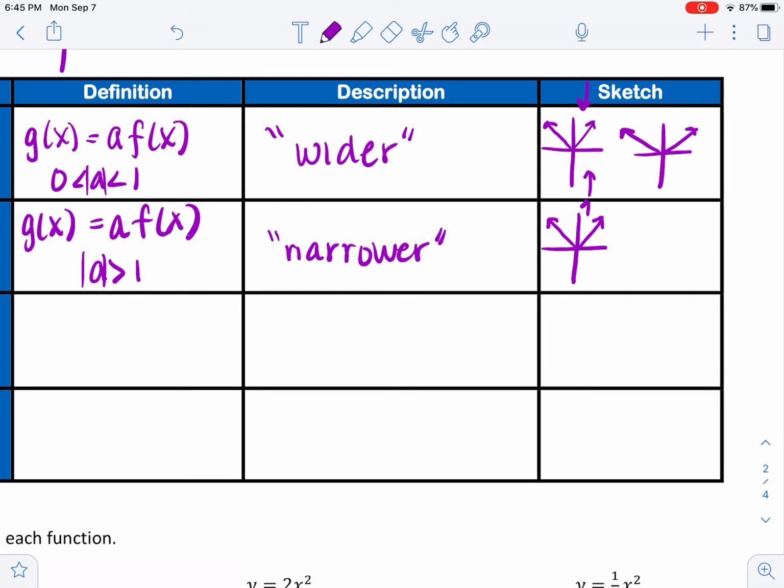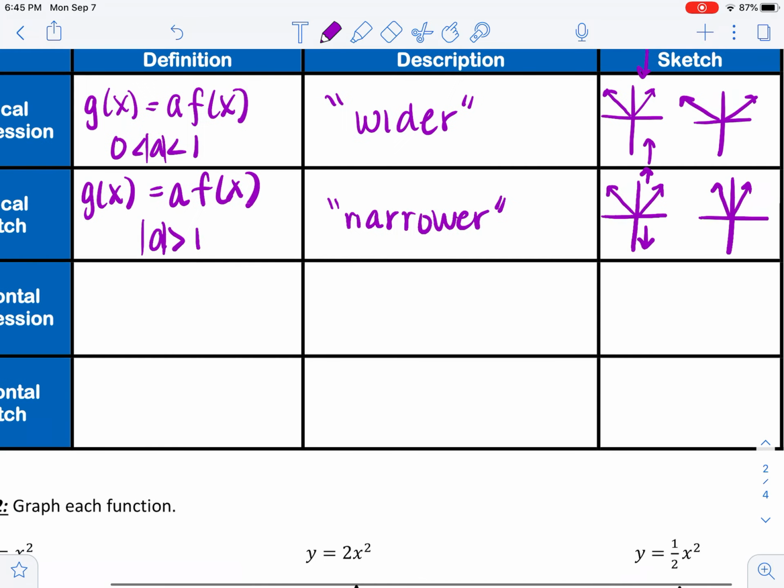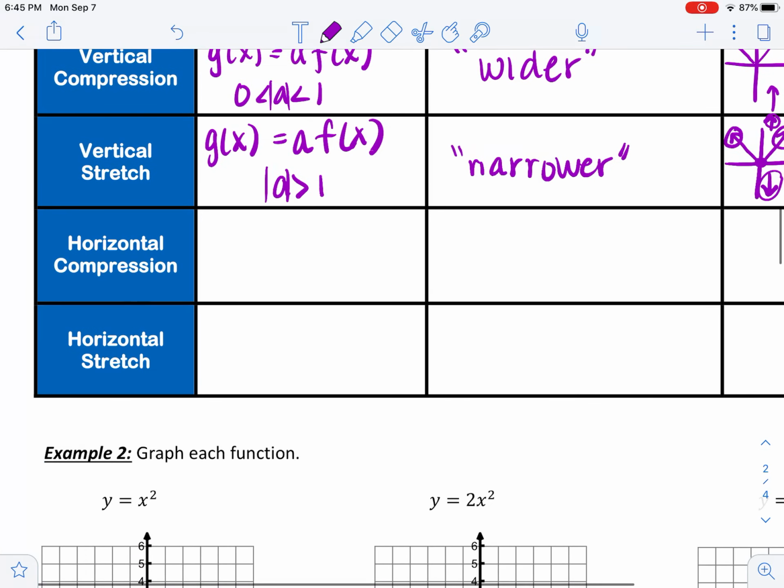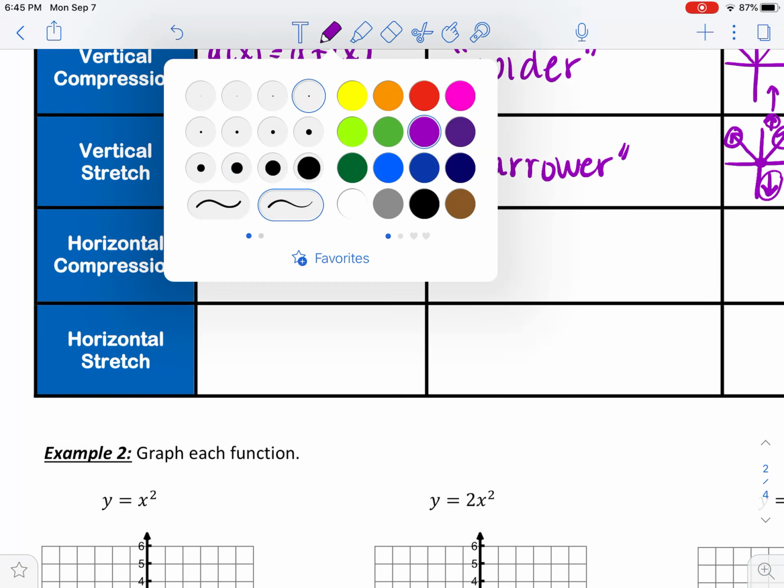So think about stretching it vertically this way and this way. It's going to get narrower. It's going to look like this. Okay. I don't want to imply this is going up and down. I'm just saying pulling from this point, pulling from these arrows. Okay? All right, next, horizontal compression.